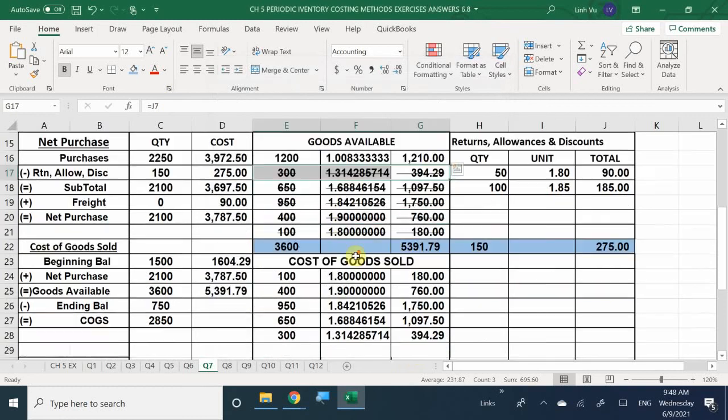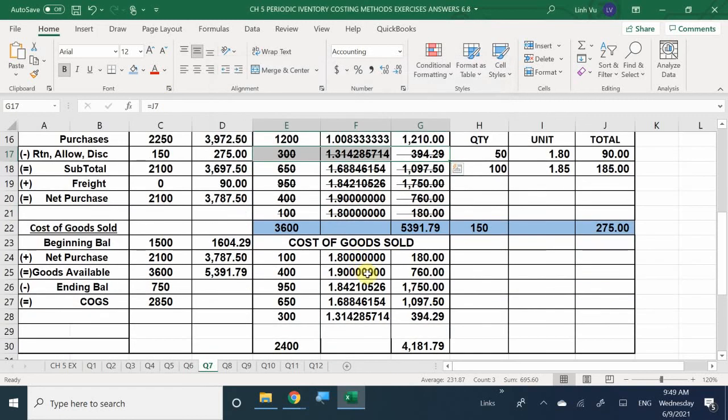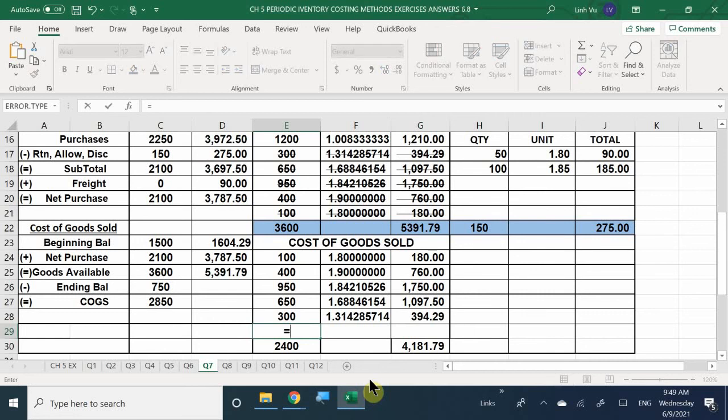All right, then last but not least, we only have one batch left, which is the 1,200. How many are we going to take out from that one? 450. We're going to take 450. Let's see, 2,850 minus 2,400. Yes, we are going to be taking 450 from this batch.